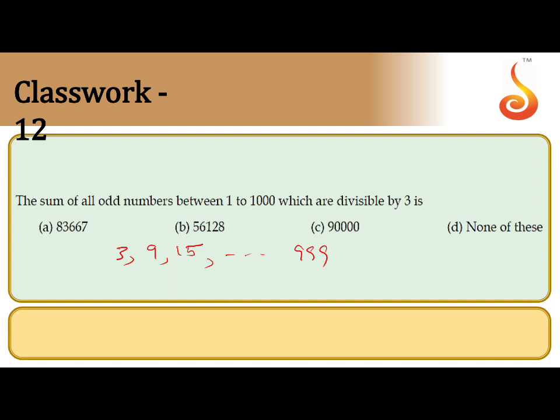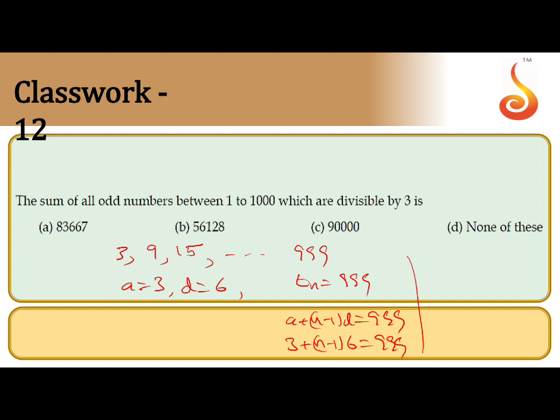If you want to find the sum, we require A, D, and how many terms. So here A is 3 clearly and D is 9 minus 3 is 6. The last term is given, Tn equal to 999, because from here we will get the value of n. So A is 3 and D is 6. The nth term is A plus n minus 1 into D equal to 999. So 3 plus n minus 1 into 6 equal to 999.